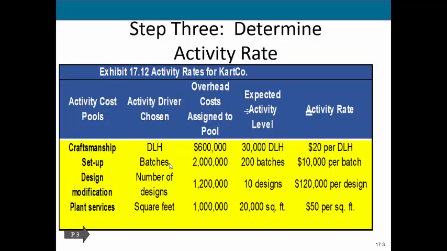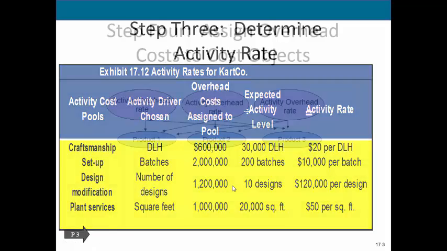So if we're creating custom go-karts, we're going to have more batches, because if each go-kart is different, we'll need a batch for each specific type of the custom go-karts. So what we're going to find when we actually look at how many batches or how many designs are used, the custom go-karts use significantly more than the standard. So what we'll expect to find is that the custom go-karts are going to get a significant portion of these related activity costs. And so let's look at what happens.